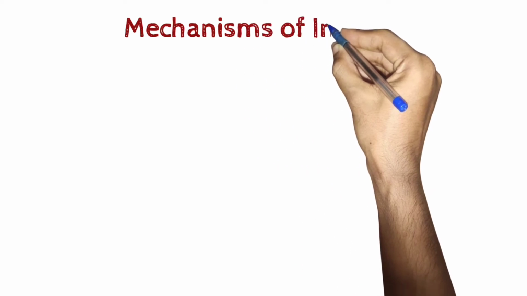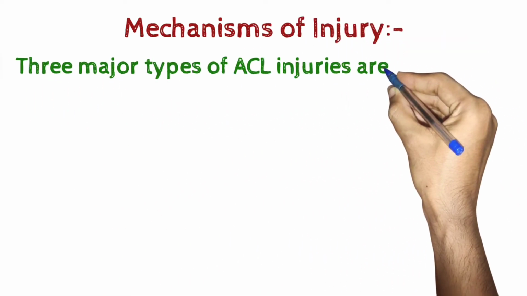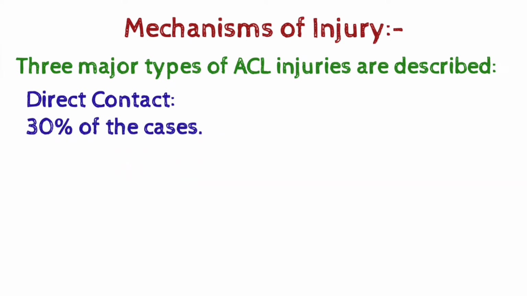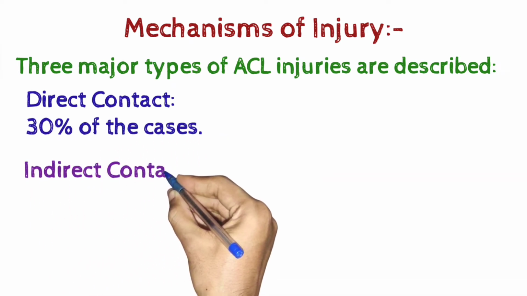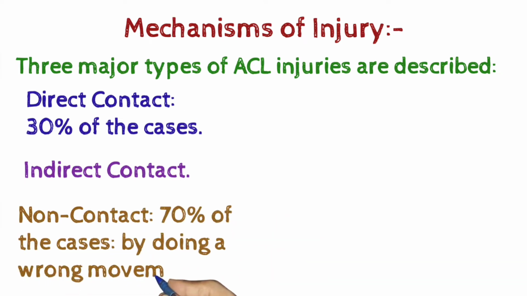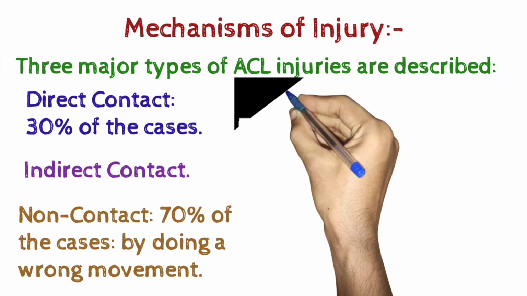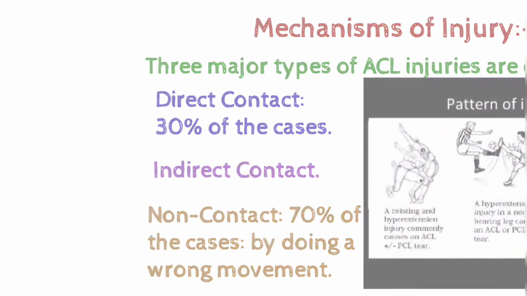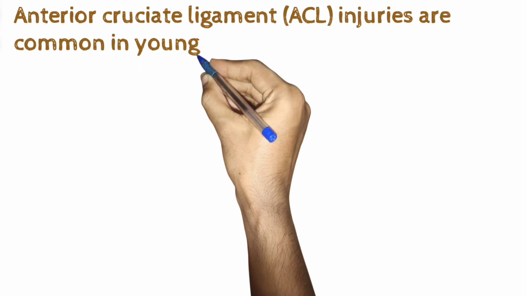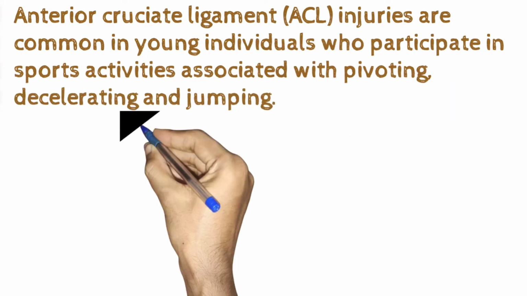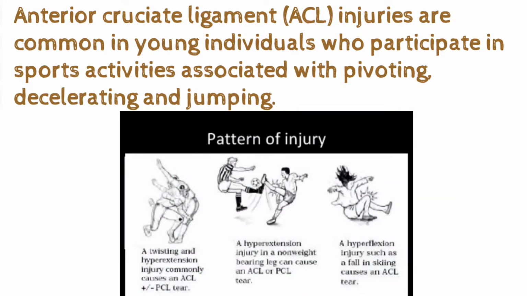Mechanisms of injury. Direct contact, 30% of the cases. Indirect contact. Non-contact, 70% of the cases, by doing a wrong movement. Anterior cruciate ligament, ACL, injuries are common in young individuals who participate in sports activities associated with pivoting, decelerating and jumping.